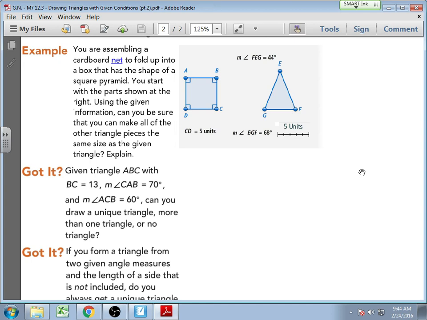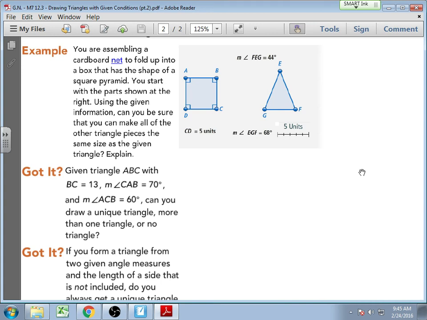You start with the parts that we have shown right here. CD on my square is 5 units because it's a square-based pyramid. So do I only know one edge of the square? They only give me one edge. But we know all of them because they have to be the same. So then it says, can you be sure that you can make all of the other triangle pieces the same size as the given triangle? Now the only other thing they give me is that FEG is 44.